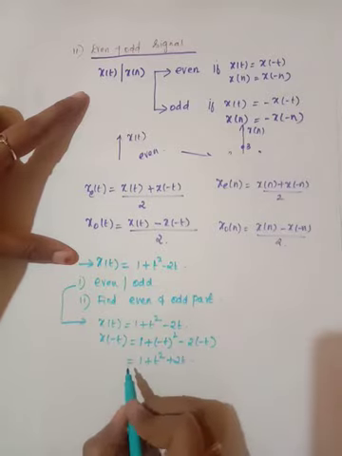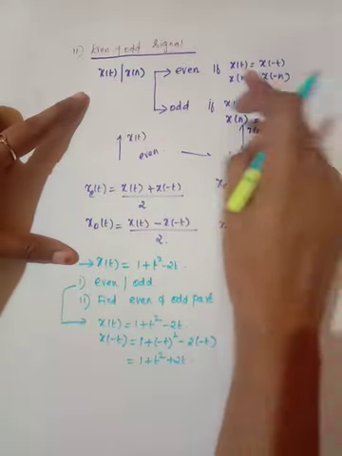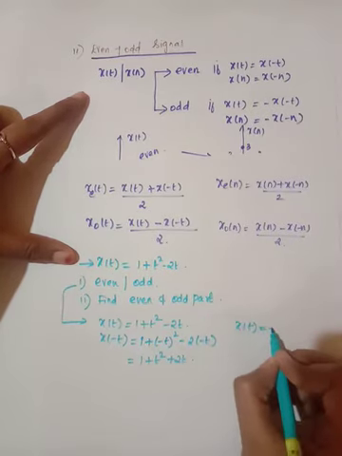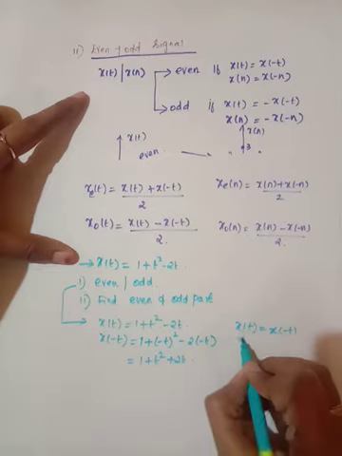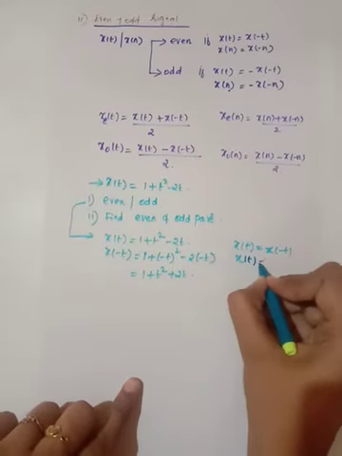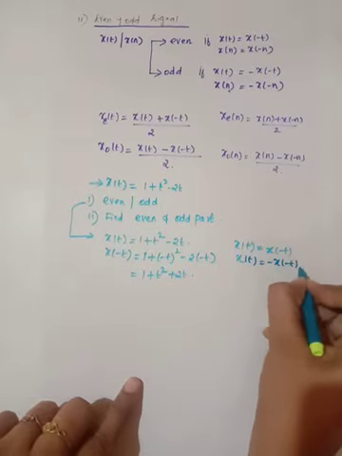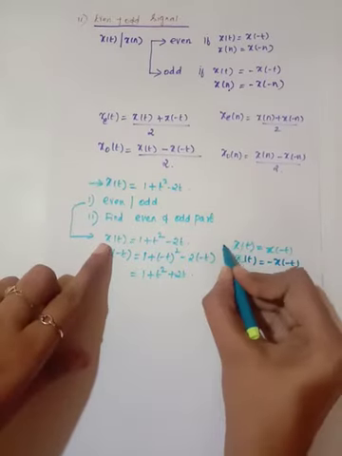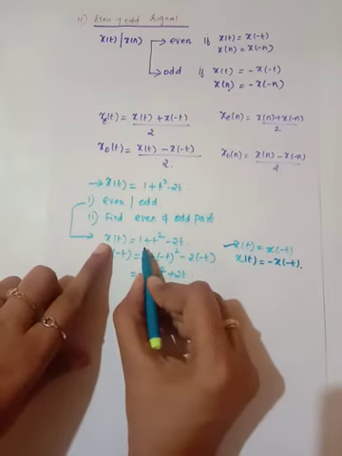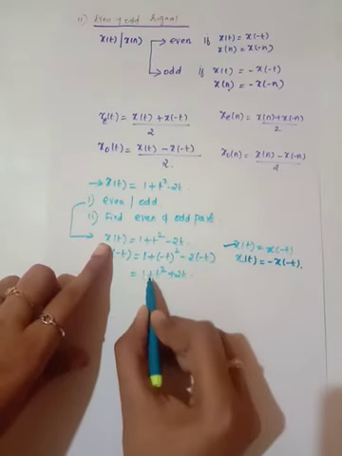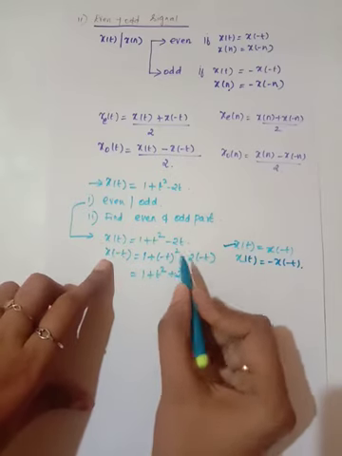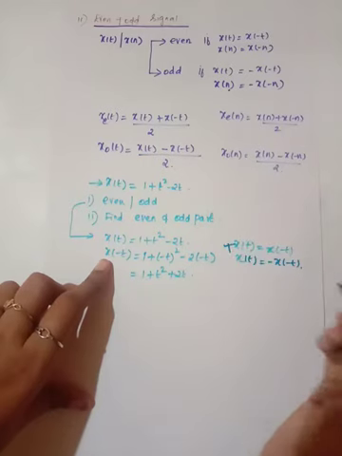Now, to check whether it is an even or odd condition, we need to check these two conditions. First, x of t equal to x of minus t. In x of t you have 1 plus t square minus 2t, and in x of minus t, 1 plus t square plus 2t. Both are not equal, so this condition is not satisfied.